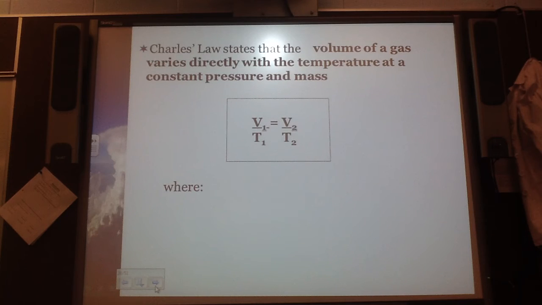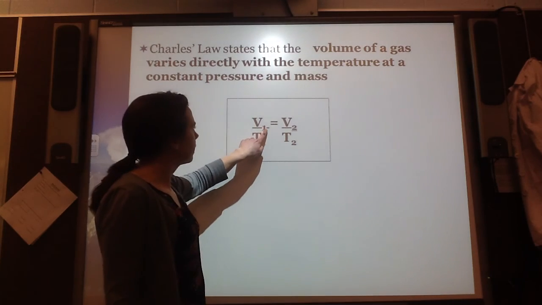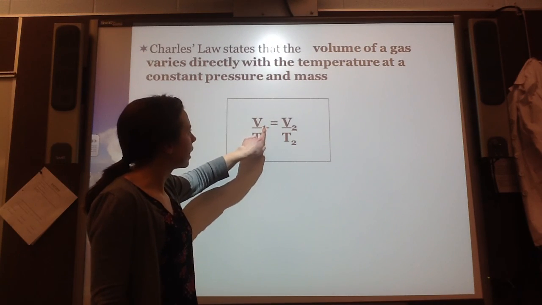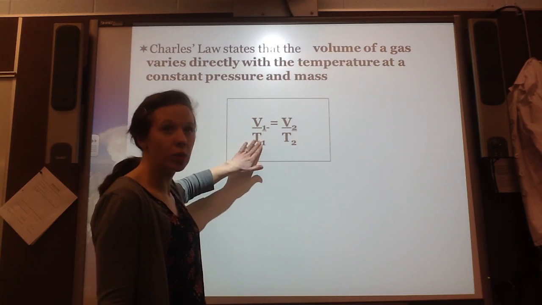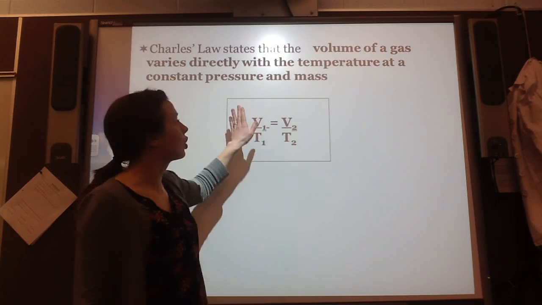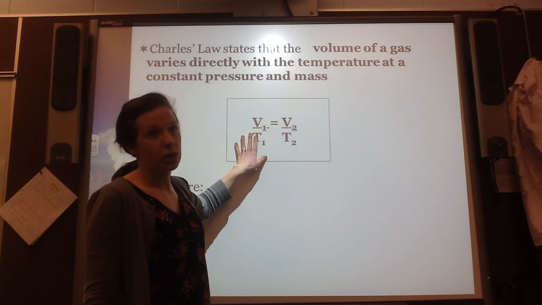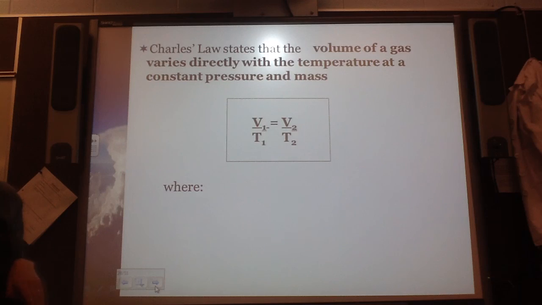So our formula is V1 over T1 is equal to V2 over T2, at constant pressure and mass. So we're not adding molecules of gas or taking away molecules of gas, and we keep the pressure the same. This doesn't mean there's a 1 minus; the 1 is just a subscript. So it's just V1 over T1 equals V2 over T2. That should go into your formula memorization sheet, under Charles' law.